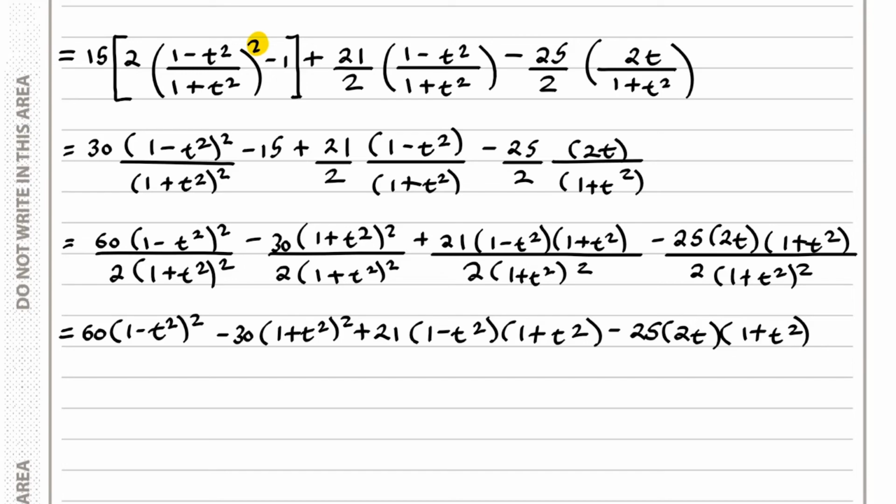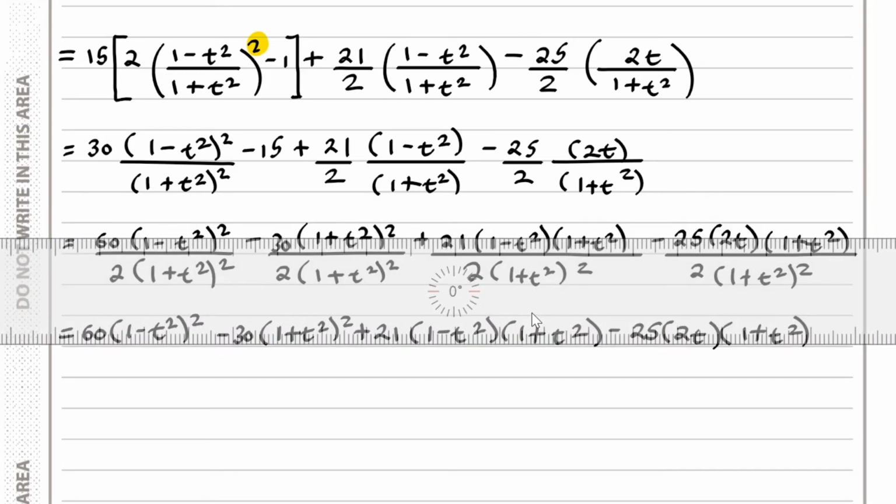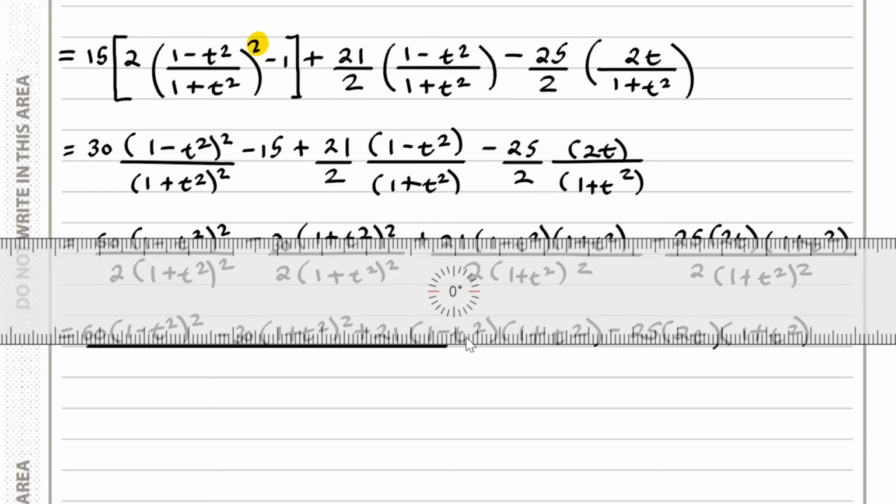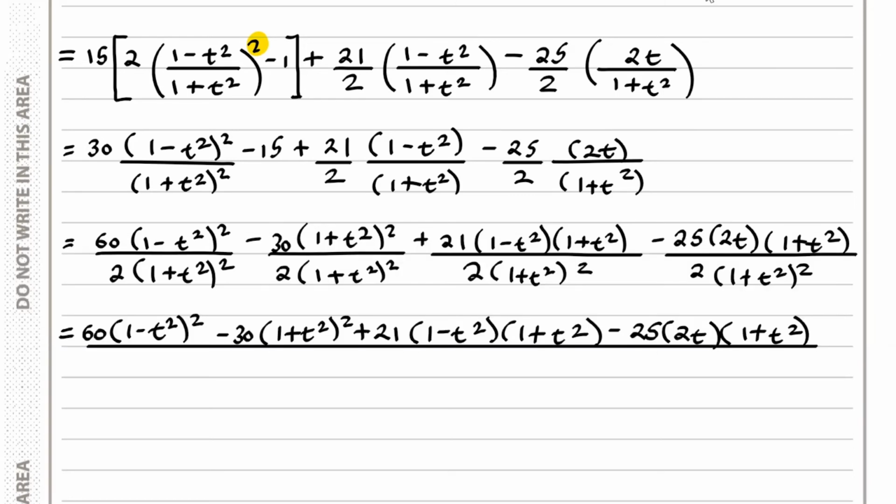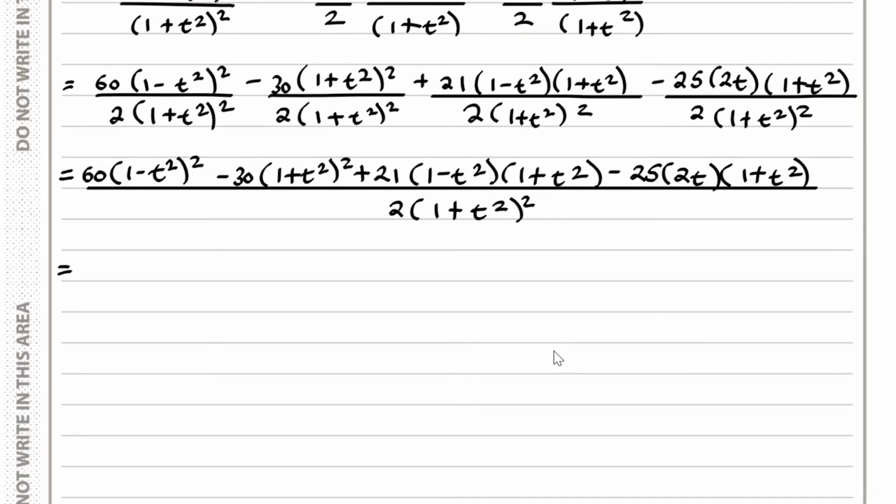Okay, so let's get a ruler and rule this off. And on the bottom we have 2 lots of (1 plus t squared) squared. So next step would be to simply expand all this on the top and simplify.